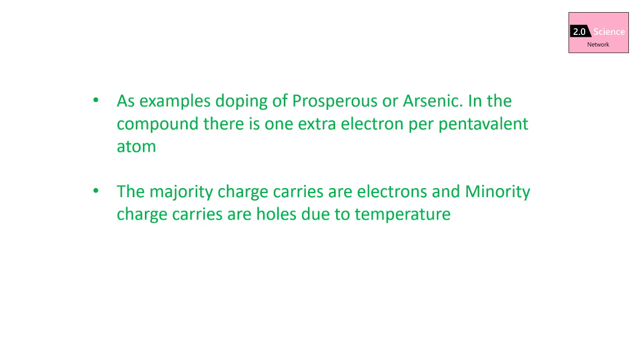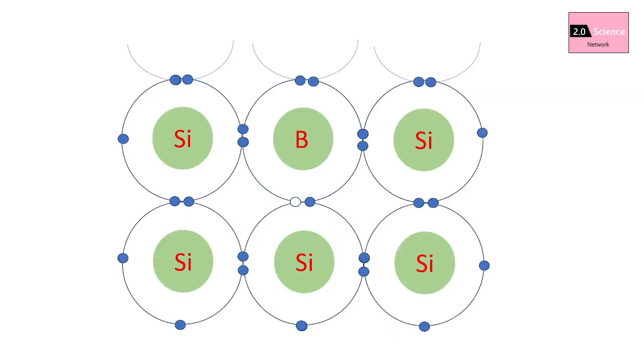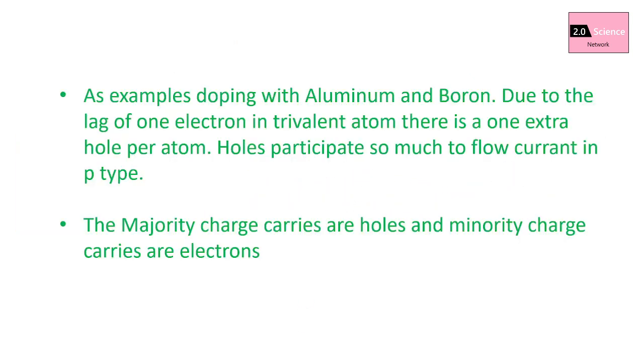2. P-type semiconductors. When a trivalent impurity is added to a pure semiconductor, the obtained semiconductor is known as a P-type semiconductor. As examples, doping with aluminum and boron. Due to the lack of one electron in a trivalent atom, there is one extra hole per atom. Holes contribute mostly to the flow of current in P-type. Then we can say majority charge carriers are holes and minority charge carriers are electrons.